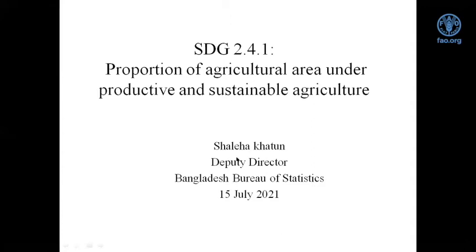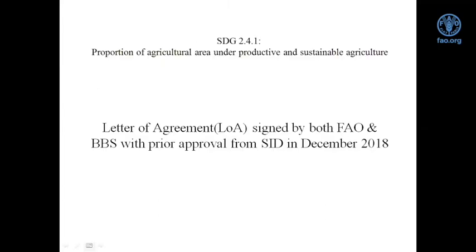Good afternoon in Bangladesh, and good morning in Rome. Welcome, all, to the presentation of SDG Indicator 2.4.1 that we did in 2019. The letter of agreement was signed in December 2018 by both parties, FAO and BBS. After that, we started our task.